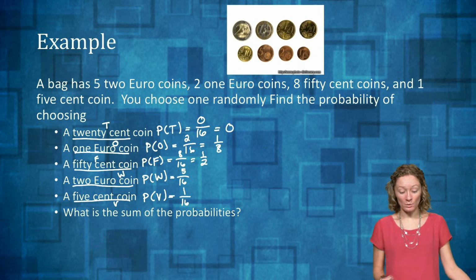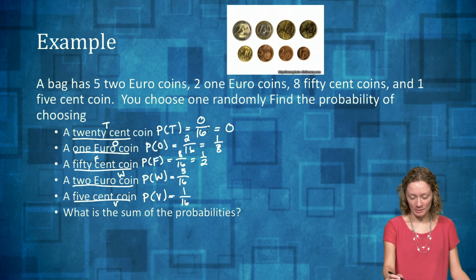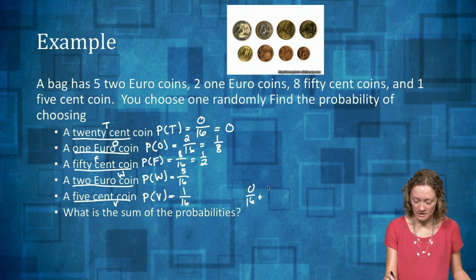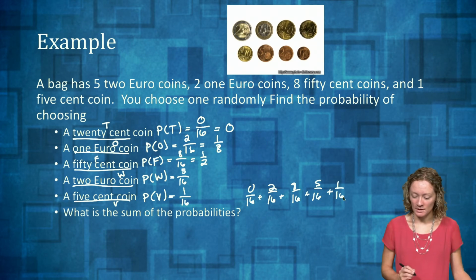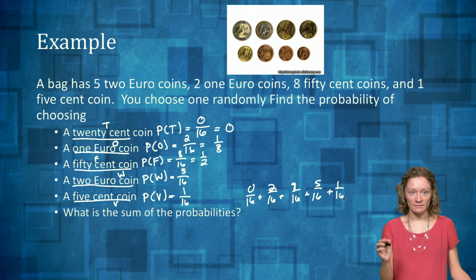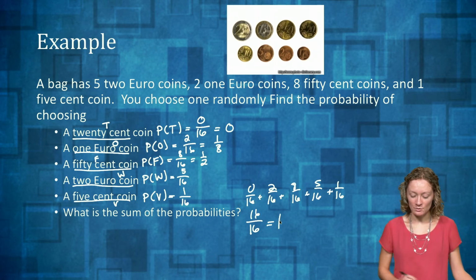Okay, then the question, what's the sum of these probabilities? If we add them all up, and for adding purposes, I'm going to go with the non-simplified. We have 0 over 16 plus 2 over 16 plus 8 over 16, 5 over 16, and 1 over 16. If they have the same denominator, we can add the numerators. 0 plus 2 plus 8, 10 plus 5, 15 plus 1, 16. 16 over 16, which is 1.